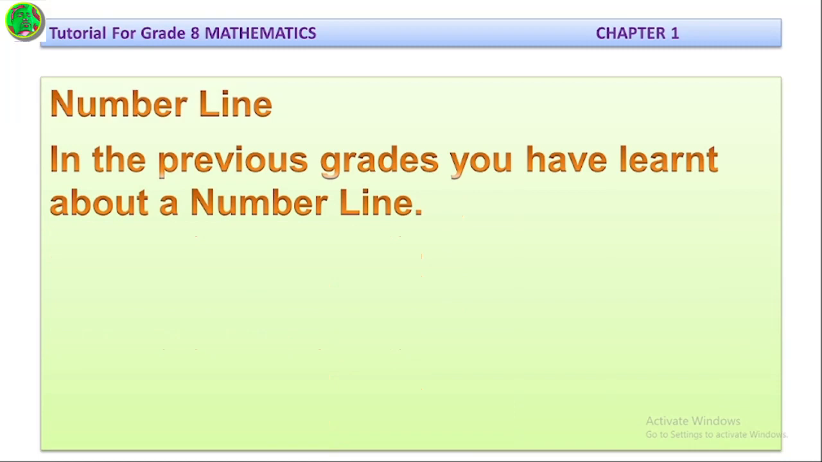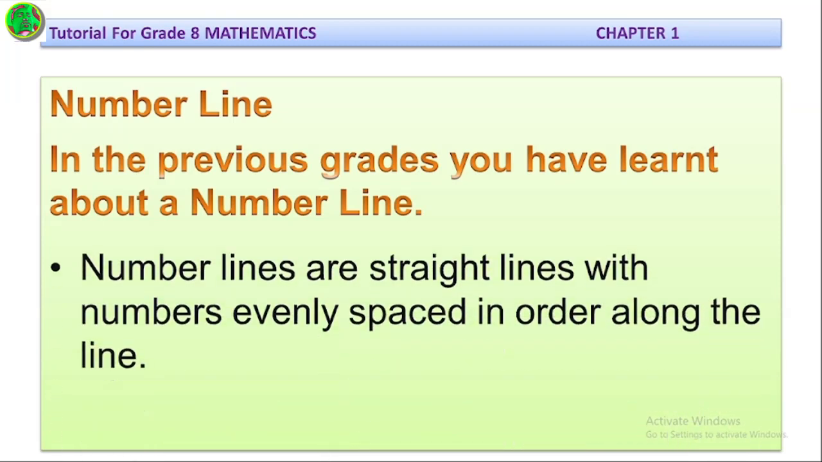Number line. In the previous grade, you have learned about a number line, so you know how to define and how to show or how to draw a number line on a paper. So first you have to know the definition of a number line. A number line is a straight line with numbers evenly spaced in order along the line.